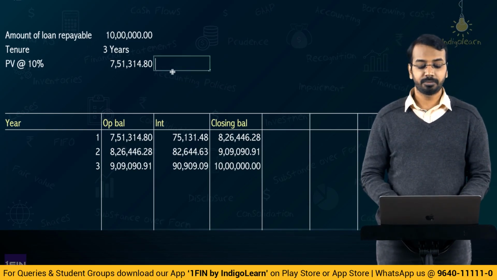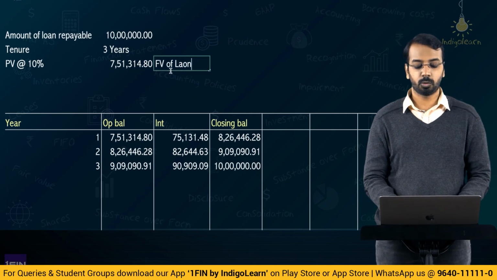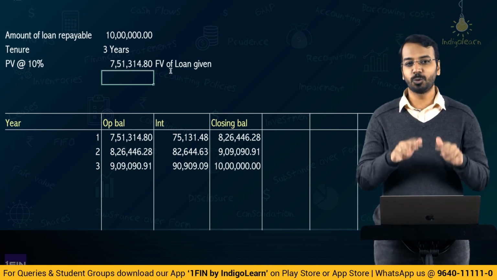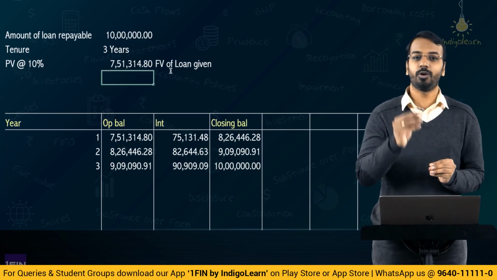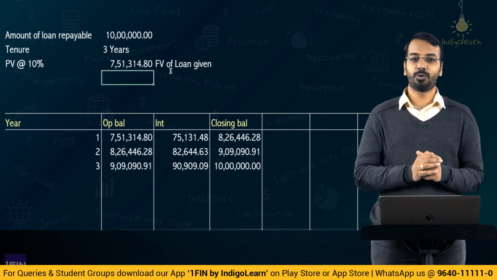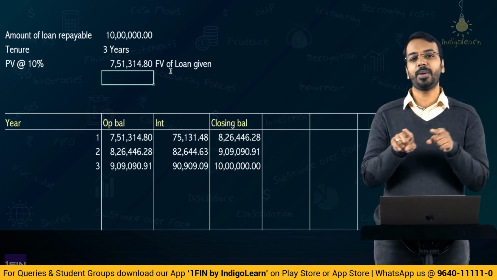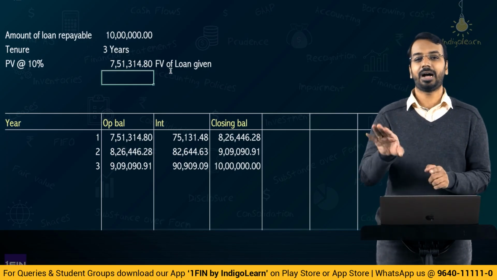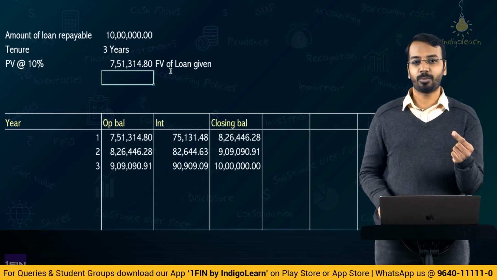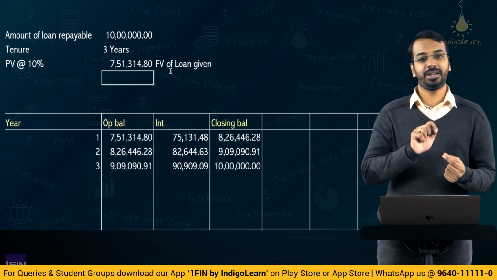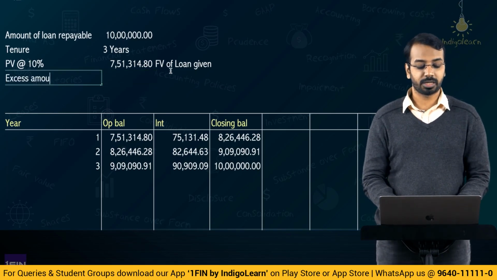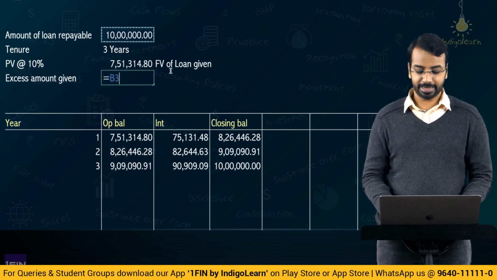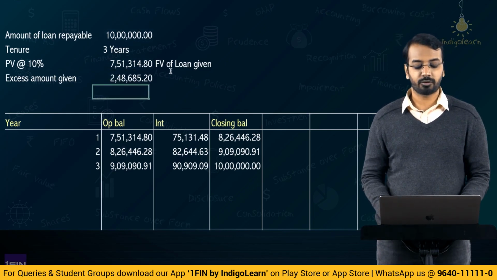So, this is the fair value of loan given. Now, you enter into the shoes of the holding company and you see that the holding company has given loan worth 7,51,314 to the subsidiary company, which will be repaid back along with 10% rate of interest after 3 years. Now, what do we do with the extra amount given? See, the fair value of loan is 7,51,000, amount given is 10 lakhs. So, excess amount given is 10 lakhs minus 751, which is 2,48,685.